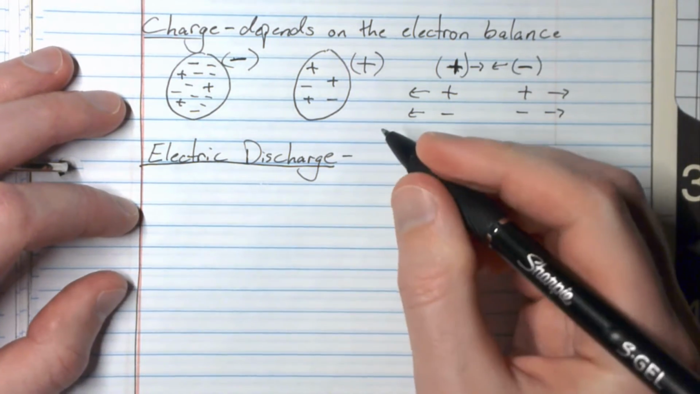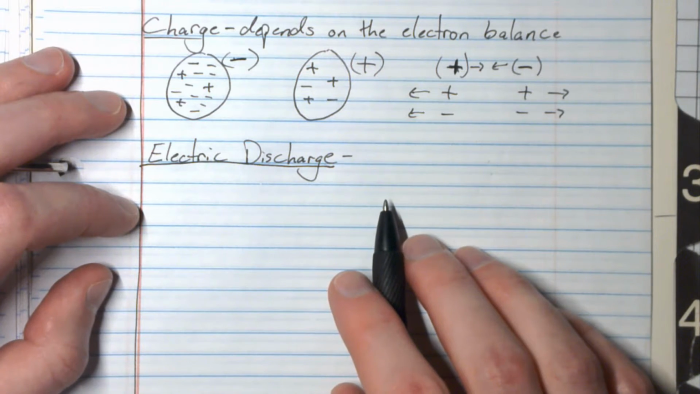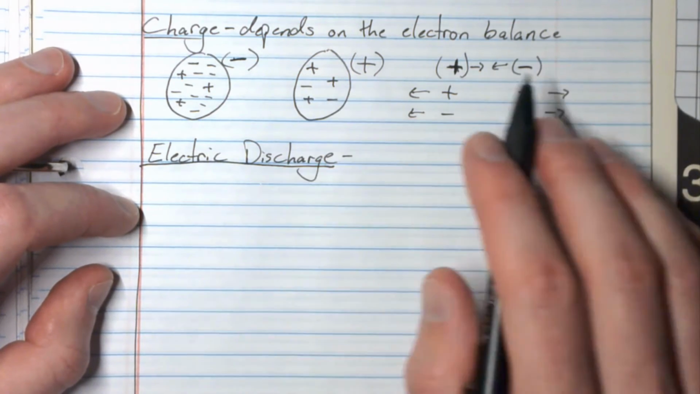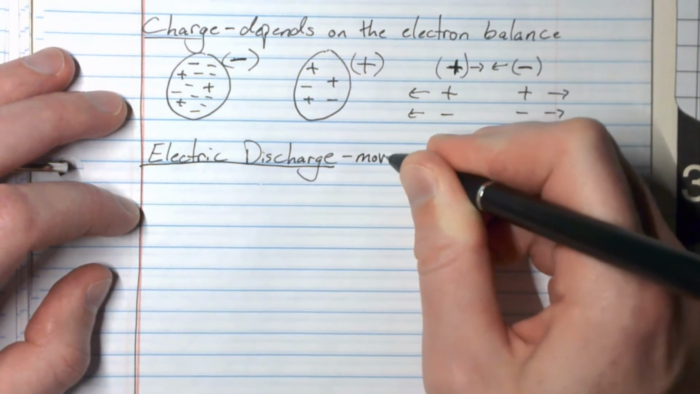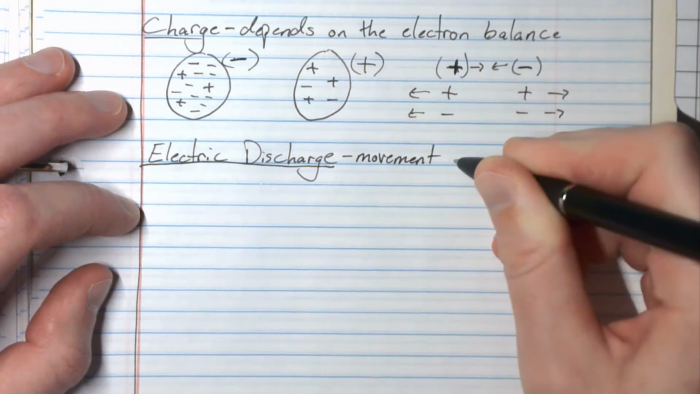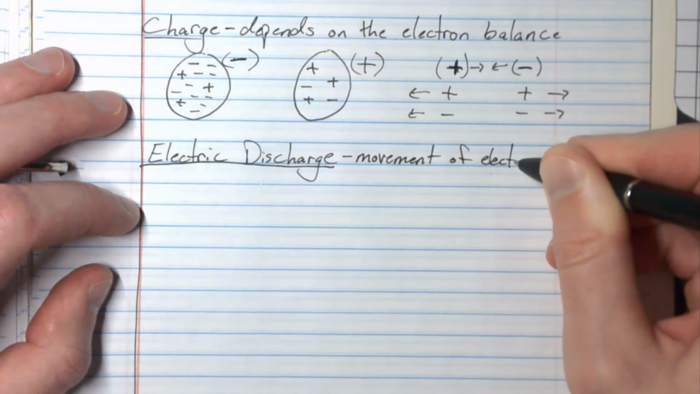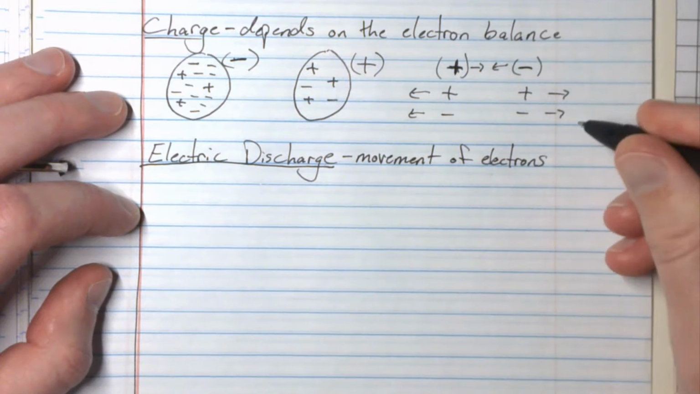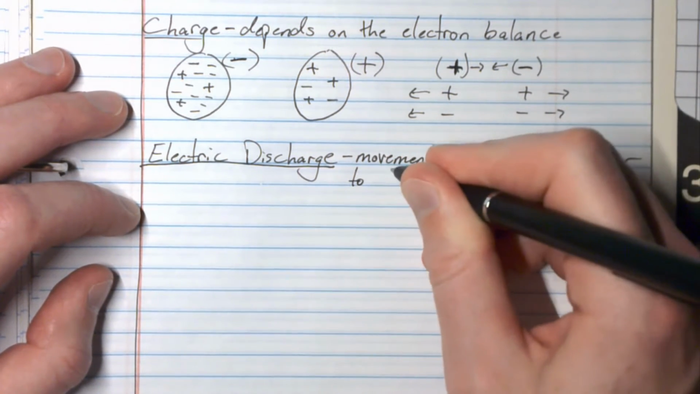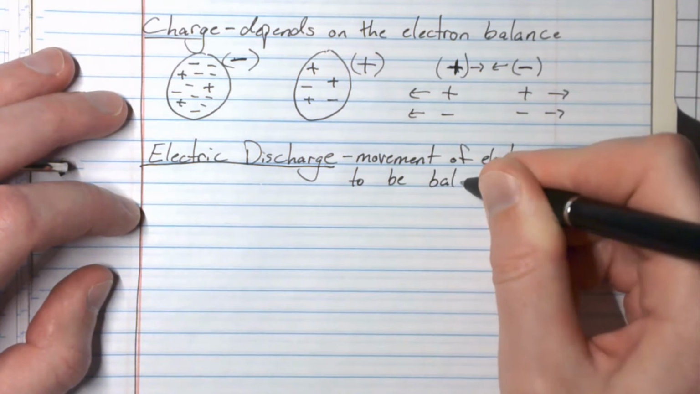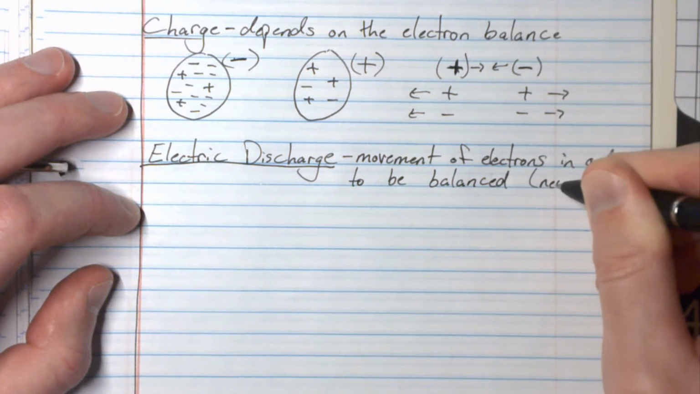So an electric discharge is this movement of electrons in order to be balanced. It wants to be neutral. And so let's put that. Movement of electrons in order to be balanced or neutral.